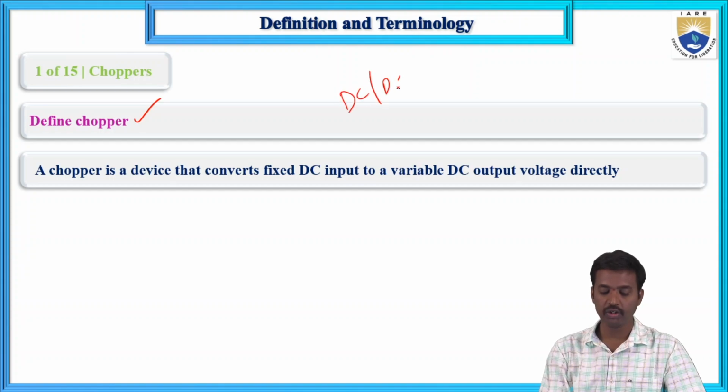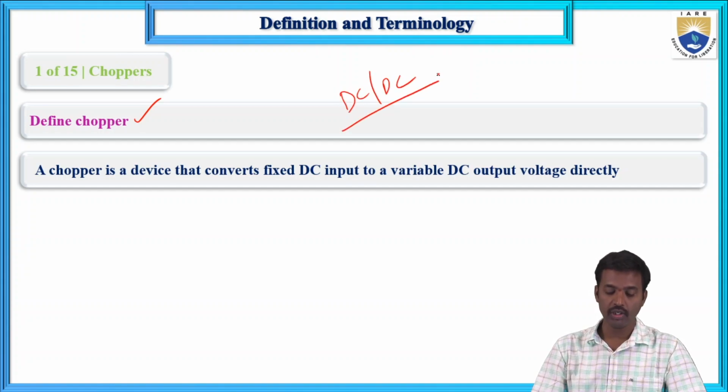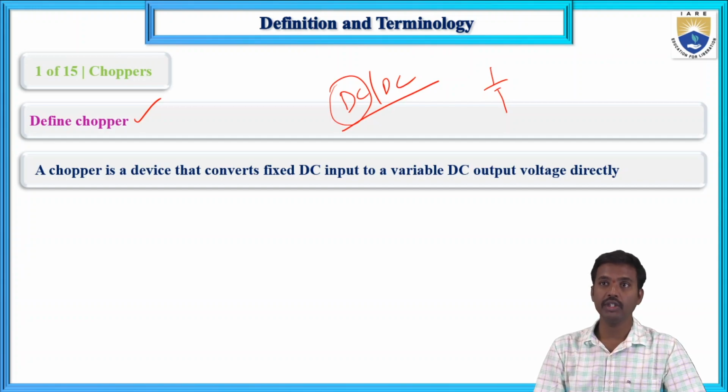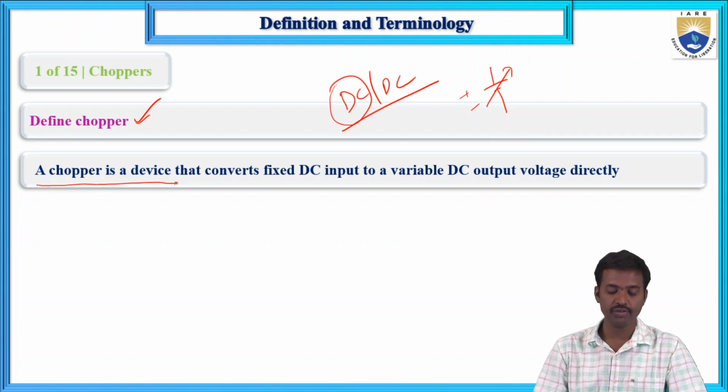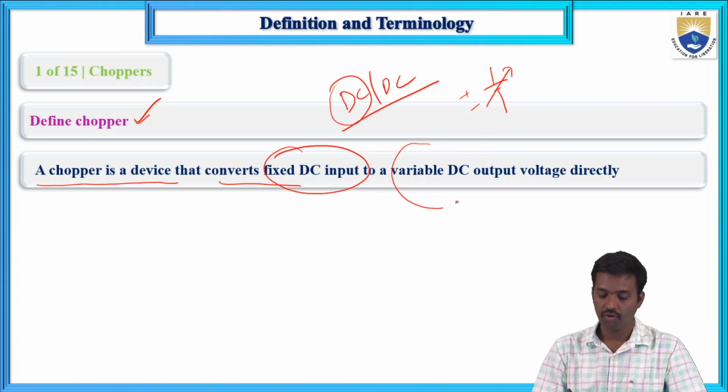DC to DC converter means why DC to DC? Here the supply voltage is fixed, but sometimes we need a variable DC output voltage. For that purpose we use this chopper circuit. There is a switch, and the fixed DC voltage is converted into variable DC. So the chopper is a device which converts fixed DC to the variable DC output voltage directly.